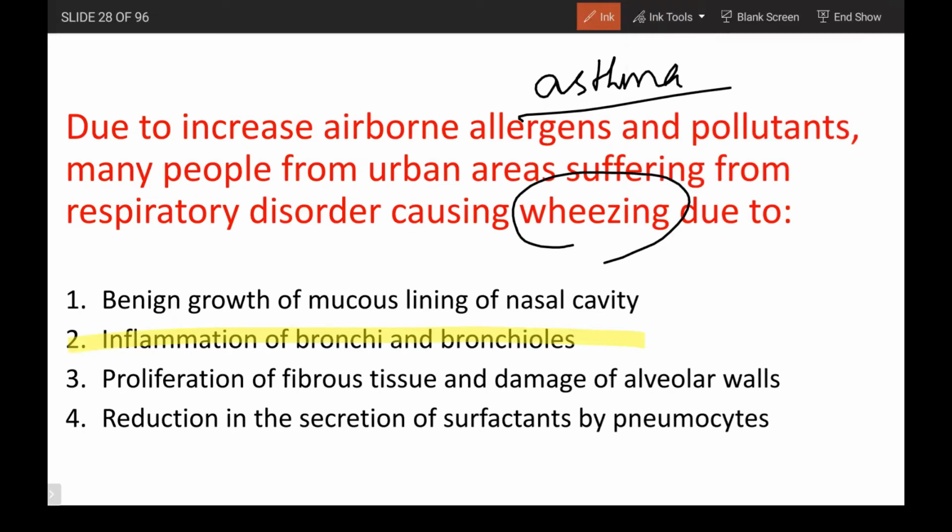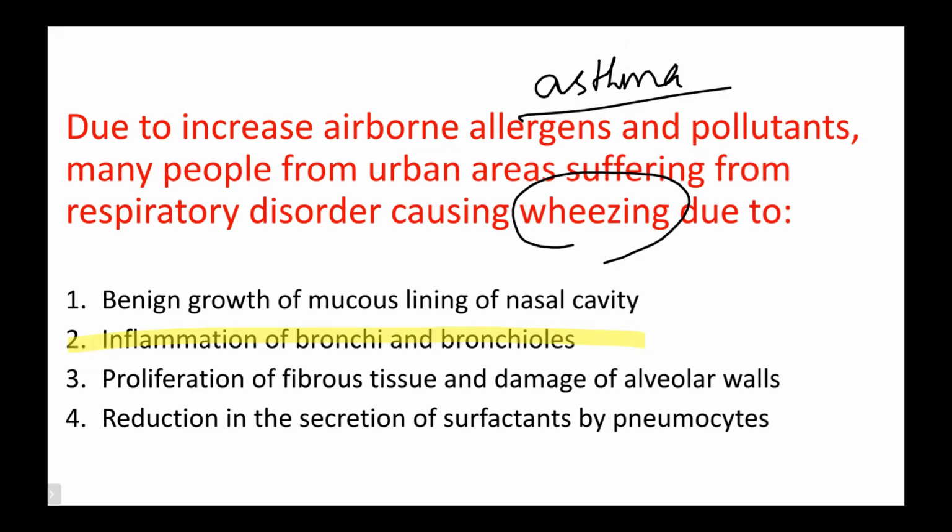Asthma is with inflammation of bronchi and bronchioles. Okay, damage of alveolar walls is going to cause emphysema. Inflammation of bronchi and bronchioles is going to cause asthma, that is wheezing. And surfactants are going to reduce the surface tension of the alveolar walls. Okay, pneumocytes are the cells that contribute to surfactants. So that is about the other statements.